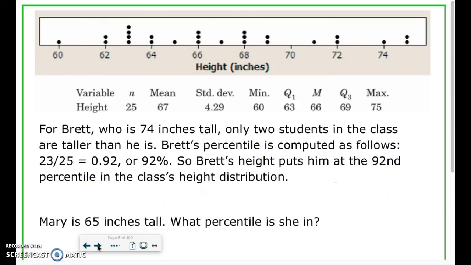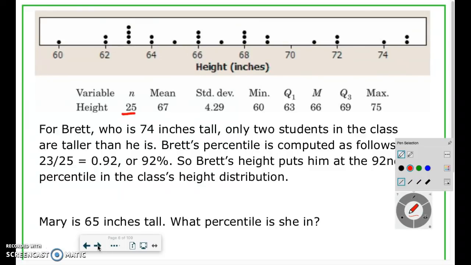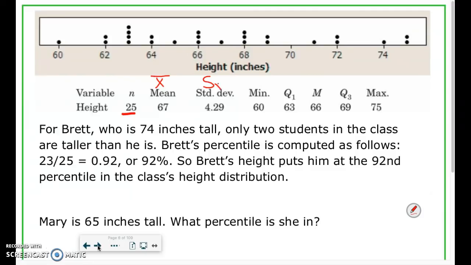All right. So here we have a dot plot that shows height in inches. Obviously, we've got 25 pieces of data because that's what the n means. We've got a mean of 67, standard deviation. Remember, mean is x bar. Standard deviation is the s of x. Here's your 5-number summary. All right. So just a little refresher on what those things mean.